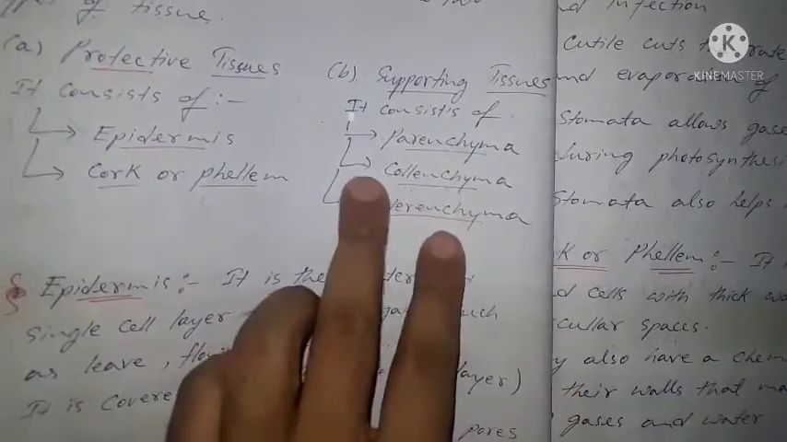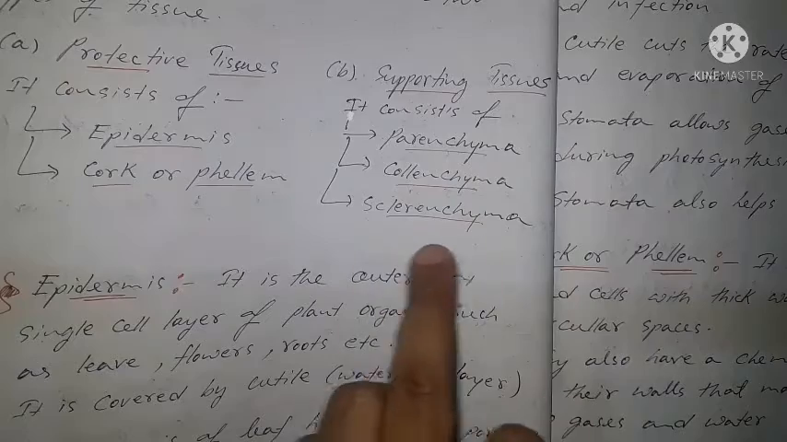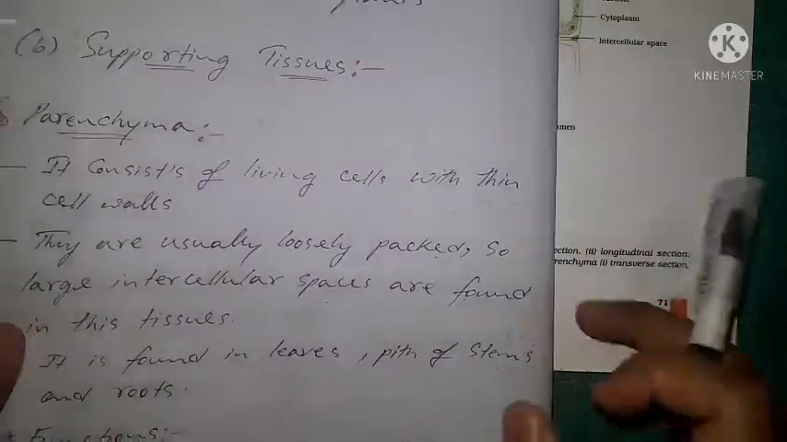Then the next type of tissue is the supporting tissue. The supporting tissue consists of three types, as we have already discussed. That is parenchyma, collenchyma and sclerenchyma. The first one is parenchyma.